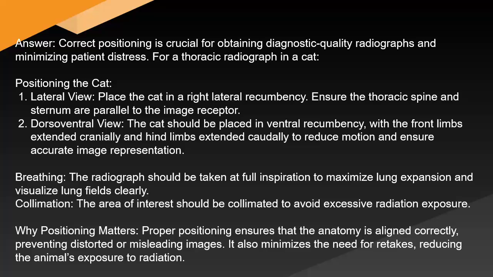Dorsoventral view: the cat should be placed in ventral recumbency with the front limbs extended cranially and hind limbs extended caudally to reduce motion and ensure accurate image representation. Breathing: the radiograph should be taken at full inspiration to maximize lung expansion and visualize lung fields clearly. Collimation: the area of interest should be collimated to avoid excessive radiation exposure.